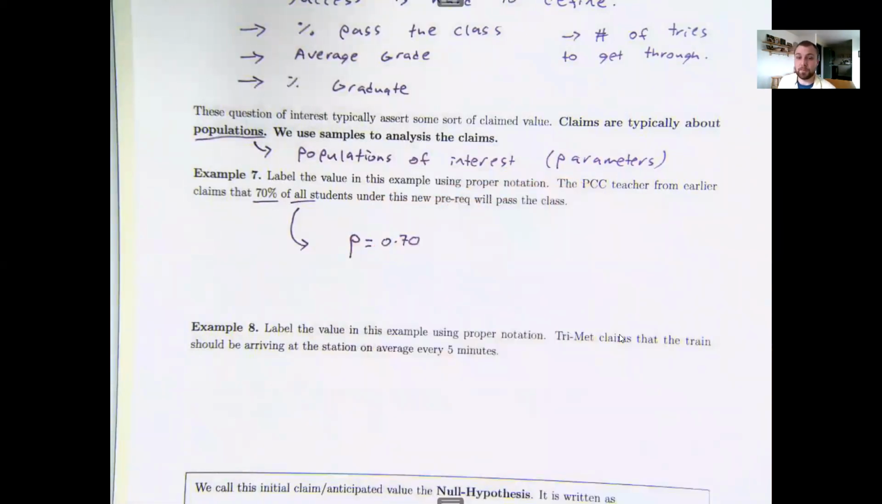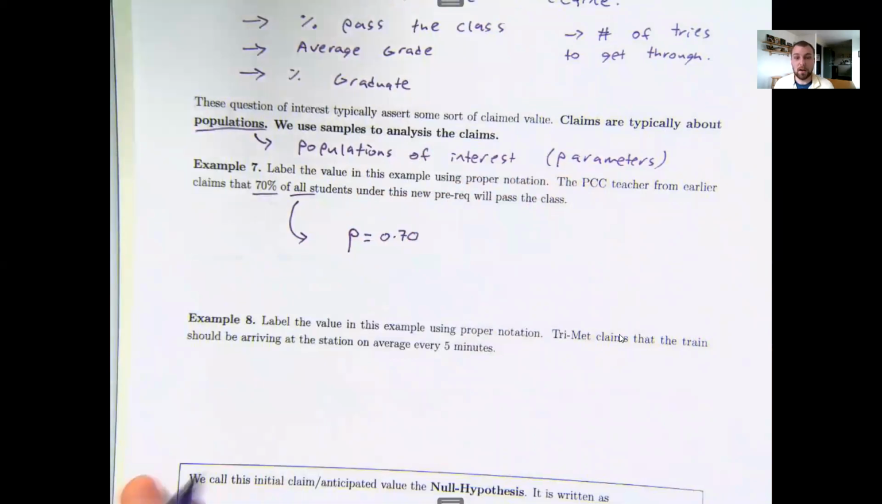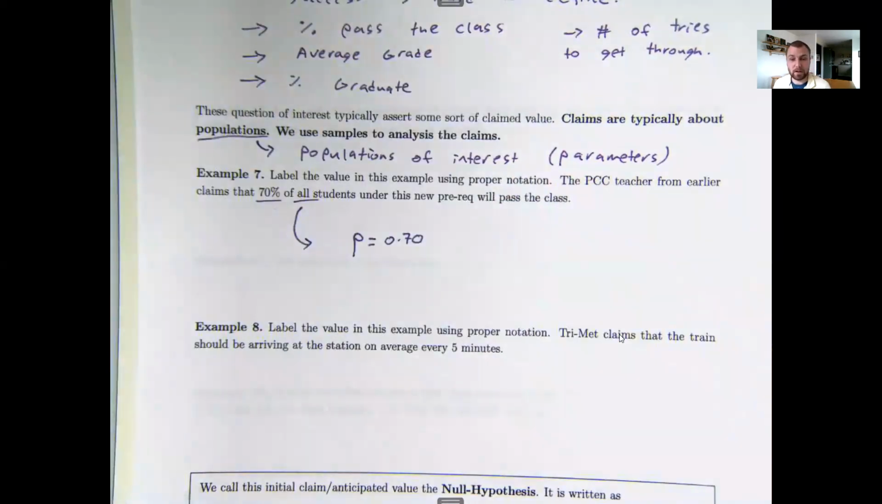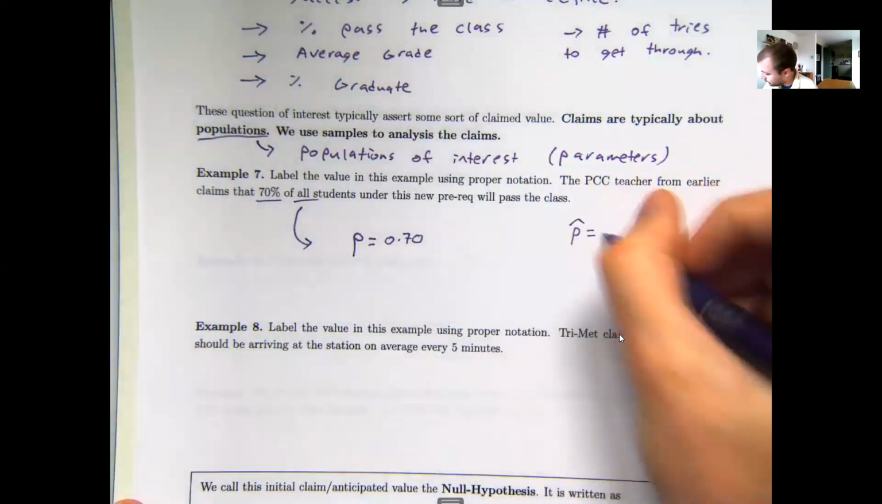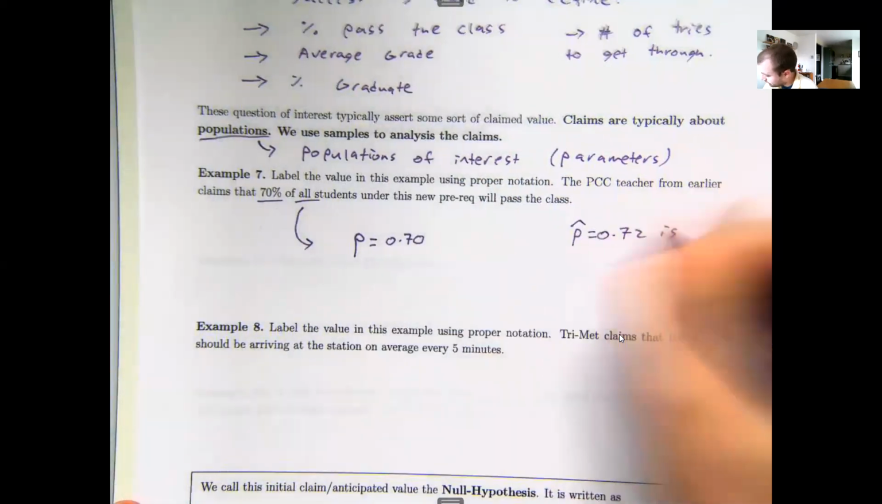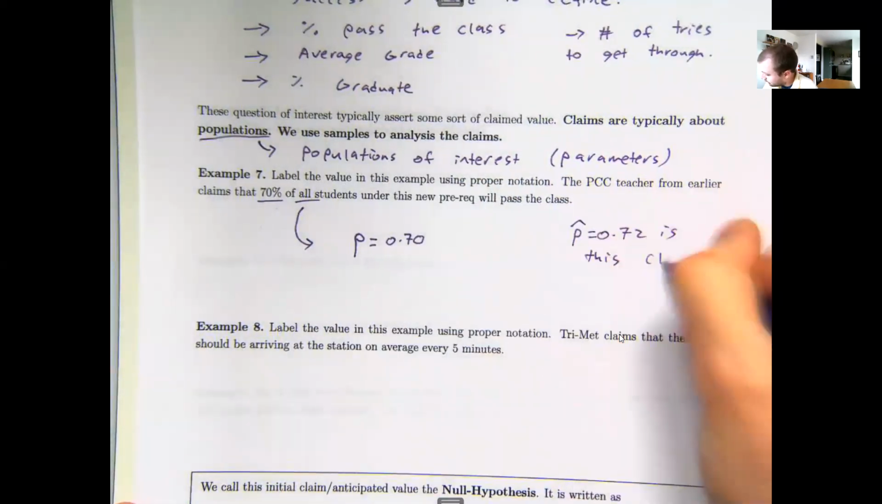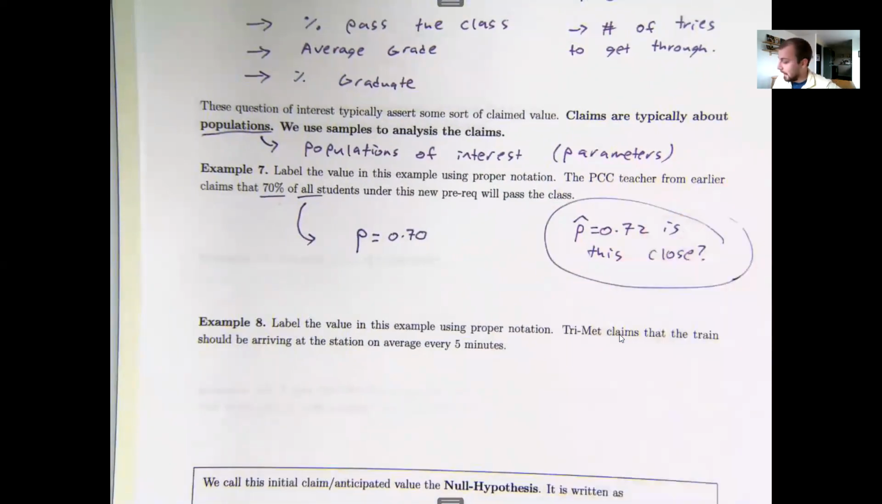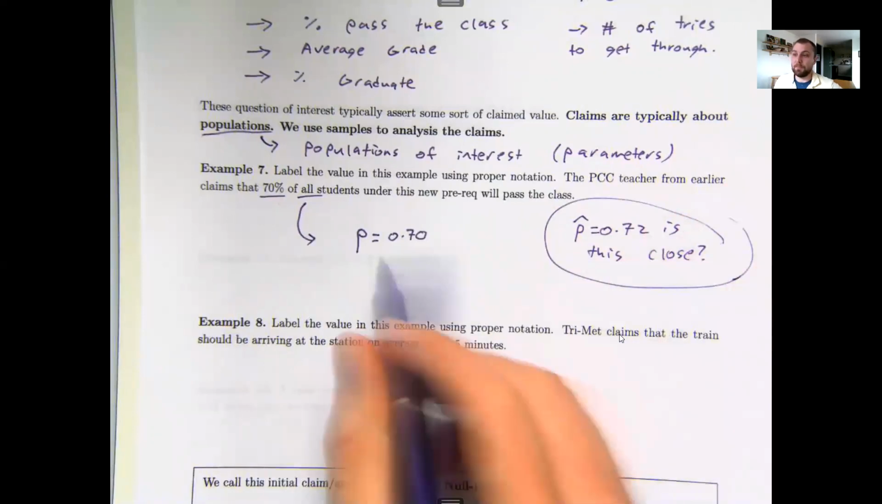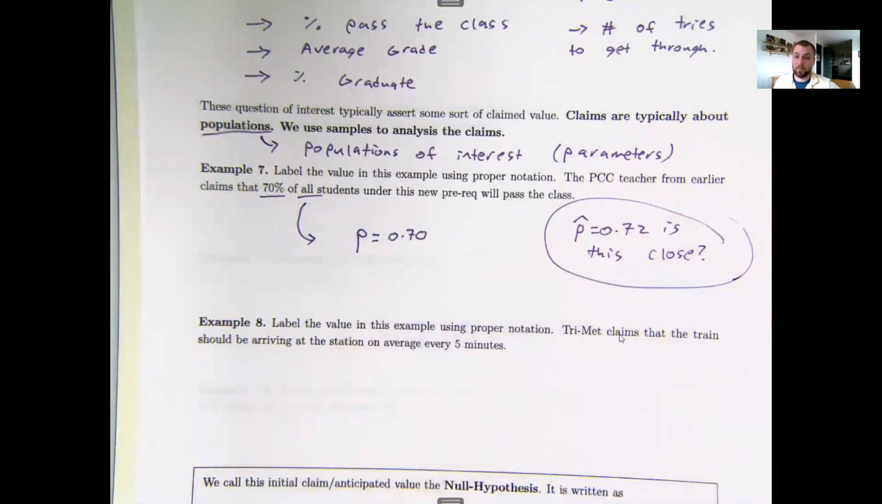Now, I might want to use sample data to test that. So if I have a sample success rate of 65%, is that close or not close? What if it was 72? Is that considered close? These are questions that we'll be able to answer later on in the term. But I'm just trying to set the groundwork for what's coming up. How do I know when my sample and my population claims are close? How do I know when they're far away? Let's look at another one.